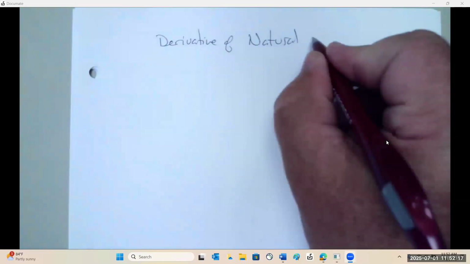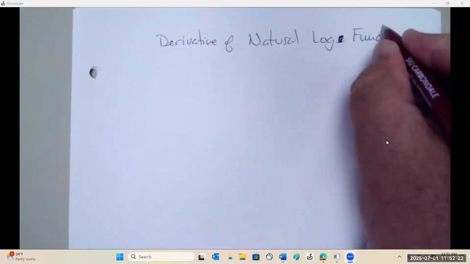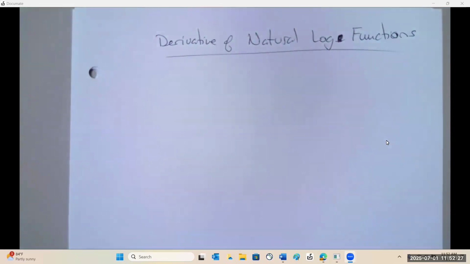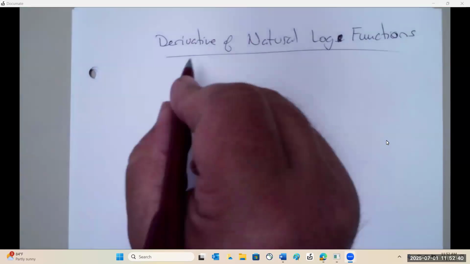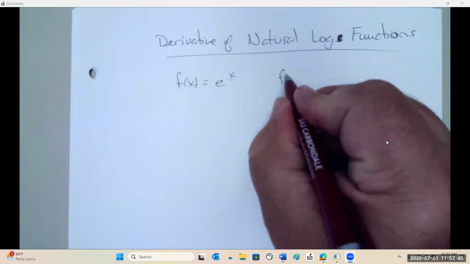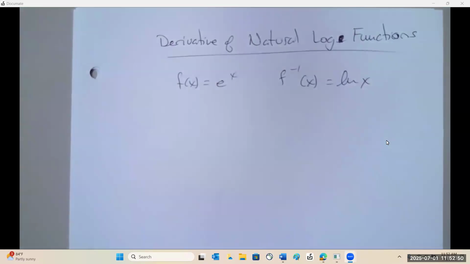Natural logs, natural log functions. Because you see it everywhere. The e function is used in any biological study, how things increase, decrease in growth. So if f of x equals e to the power x, the inverse would be ln of x. They're inverses of each other.